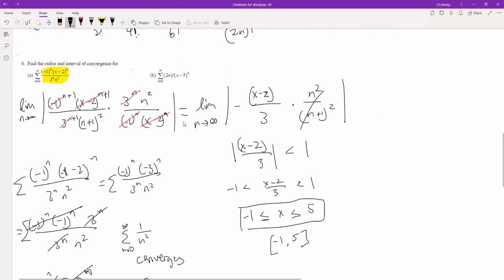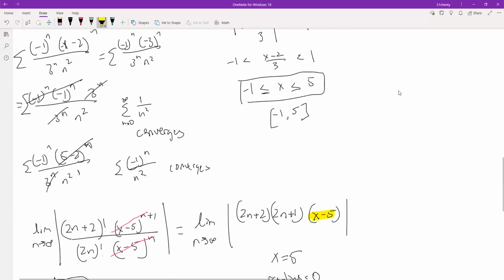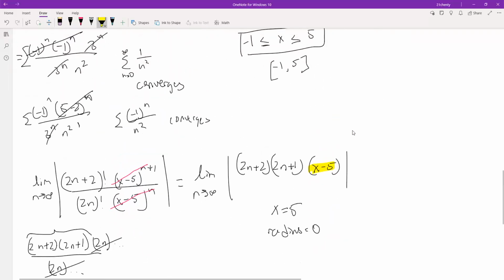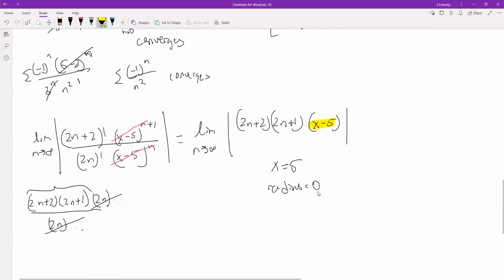And if we look back at the original problem, we can see that just intuitively looking at it, since there is no fraction, this will just keep getting larger without bound, unless x equals 5, because then the whole thing is 0. And we're just adding zeros, which obviously converges. So that's sort of a more intuitive way to look at it, but this is the actual math that shows it.